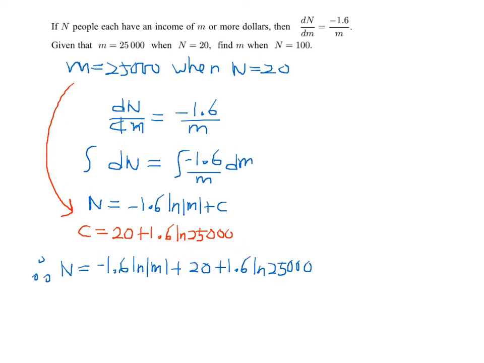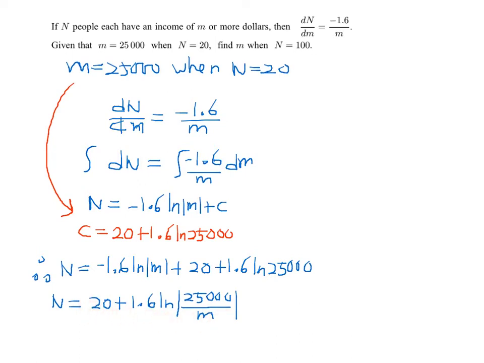So substitute the C value back into the general solution. We'll have this. Of course, we can further simplify this using a rule of log. We can merge these two terms, and the 20 is left alone. Then we'll get n simplified as follows. And of course, then we already have the particular solution.